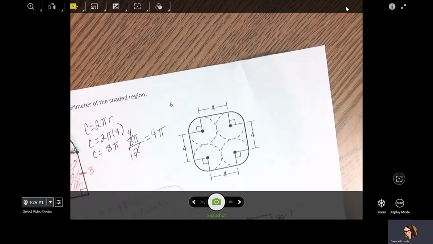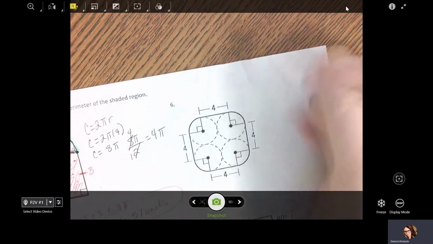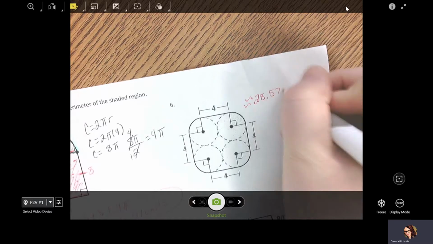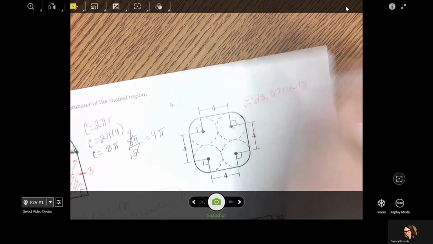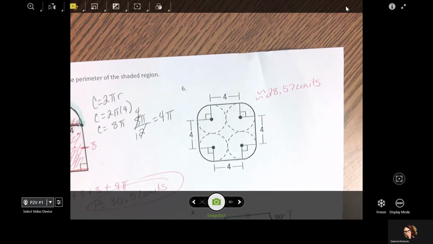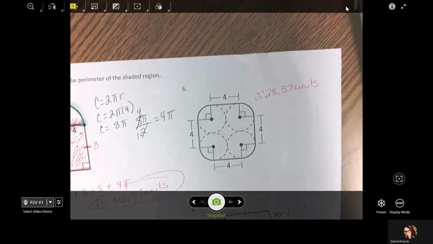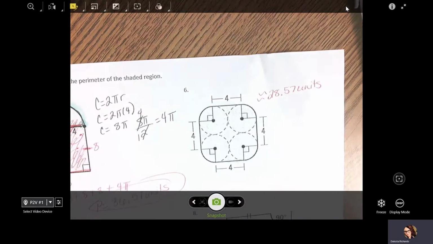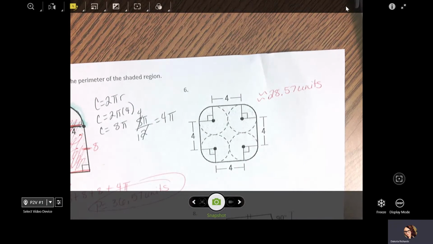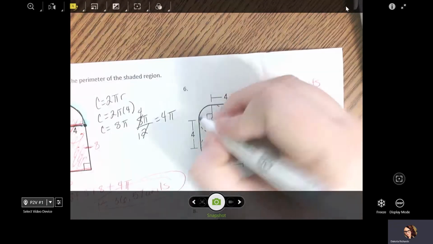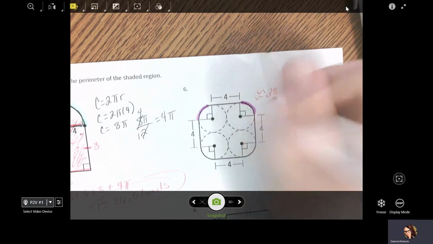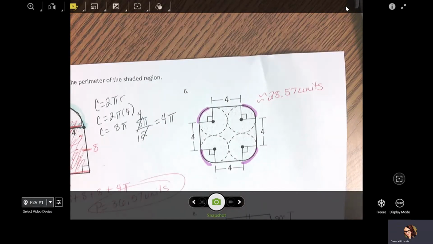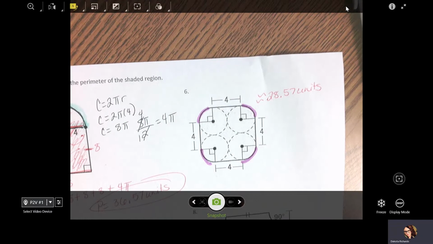Okay, number 6. You should have gotten 28.57 units. Again, those 4 corners make one circle. So these 4 corners here, here, here, and here, those make one circle. Off your phones.